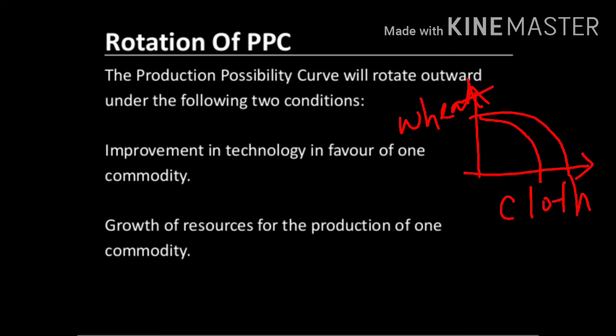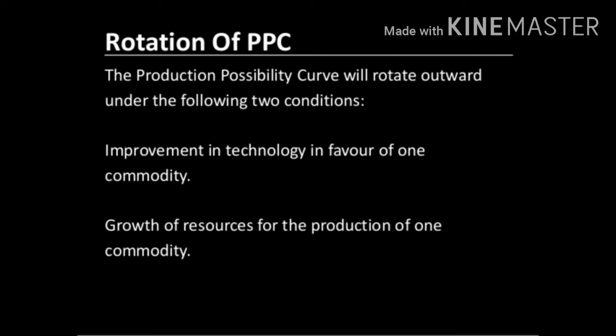This is called rotation. One more reason for the rotation of PPC is growth of one resource for the production. Here, by growth of resources, we mean the inflow of foreign capital or better technology or migration of people from one country to the other country, or discovery of new resources, for example discovery of a new mine or something. So these resources are available in more quantity. There is possibility of one particular commodity alone to shift to the right, the other one remaining the same.